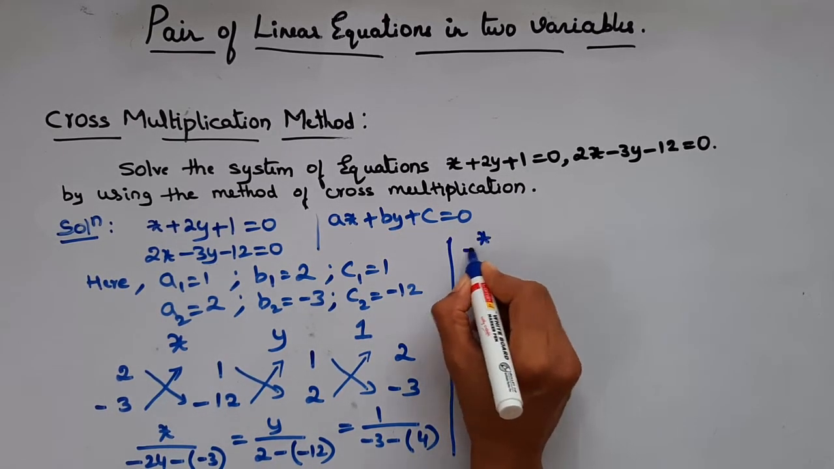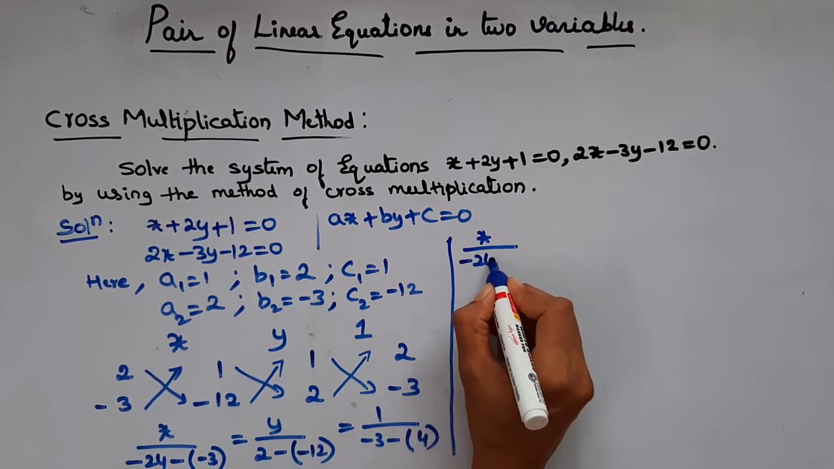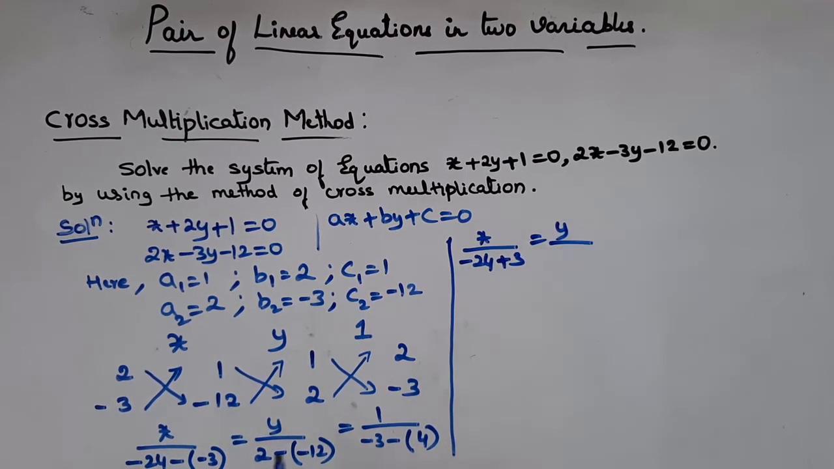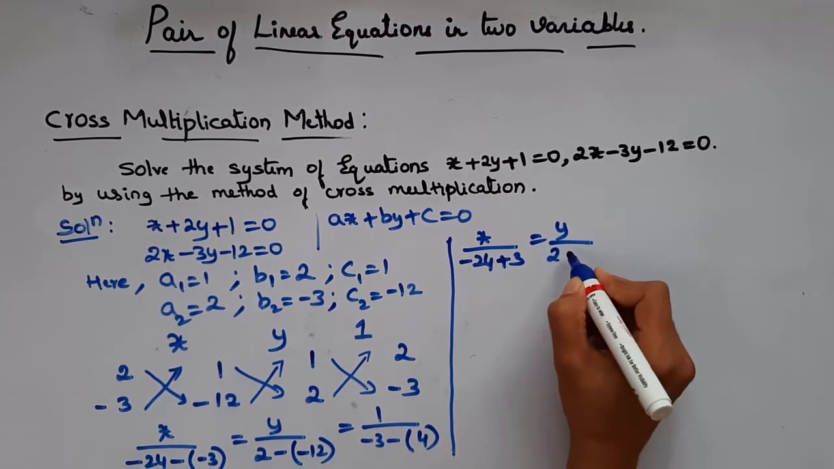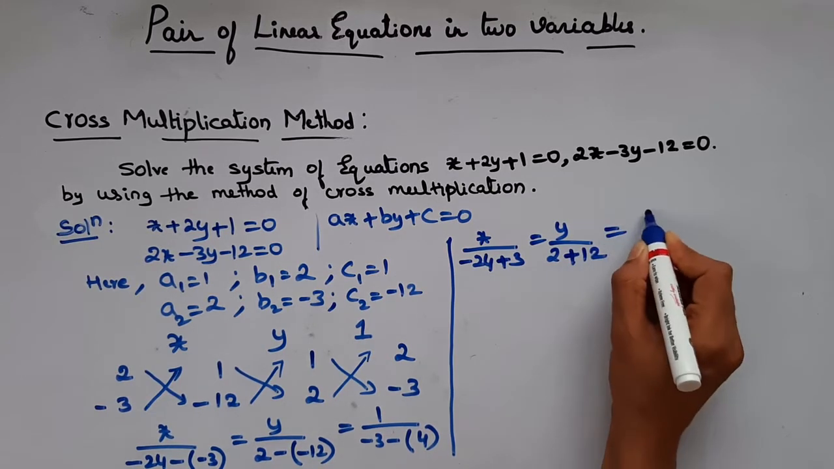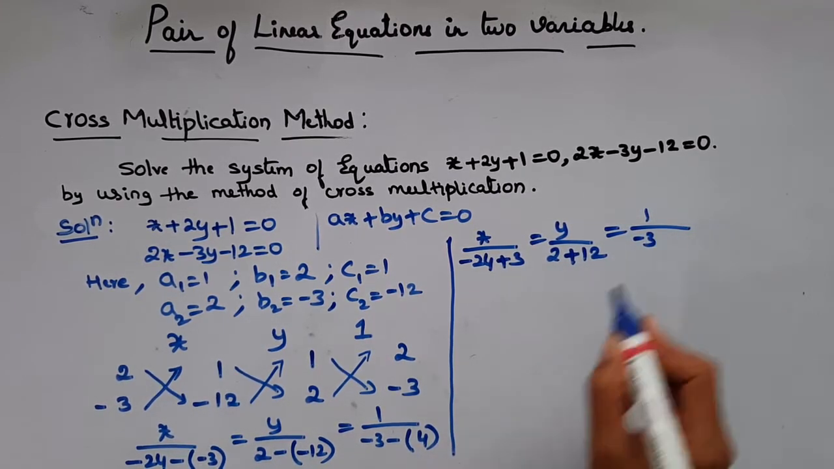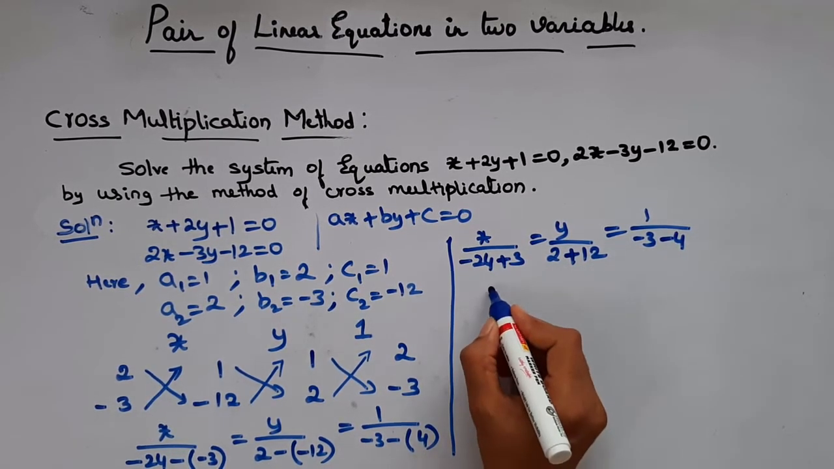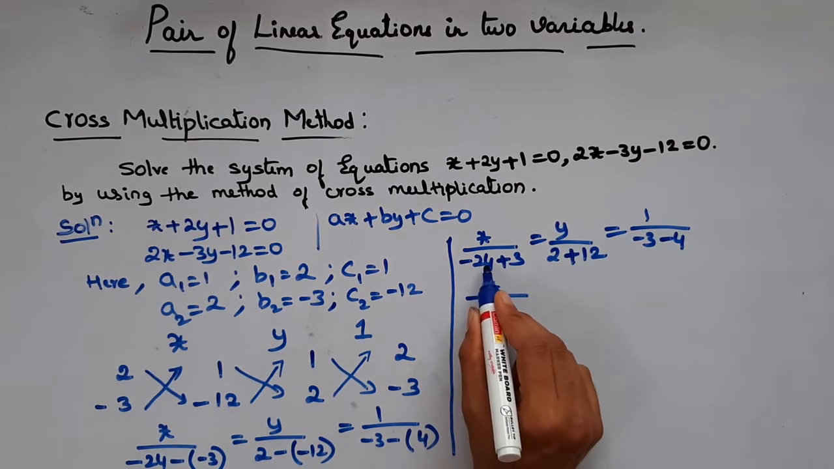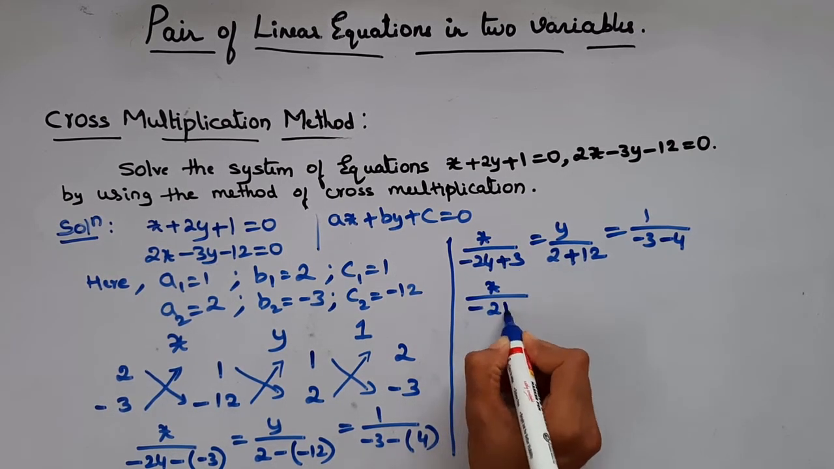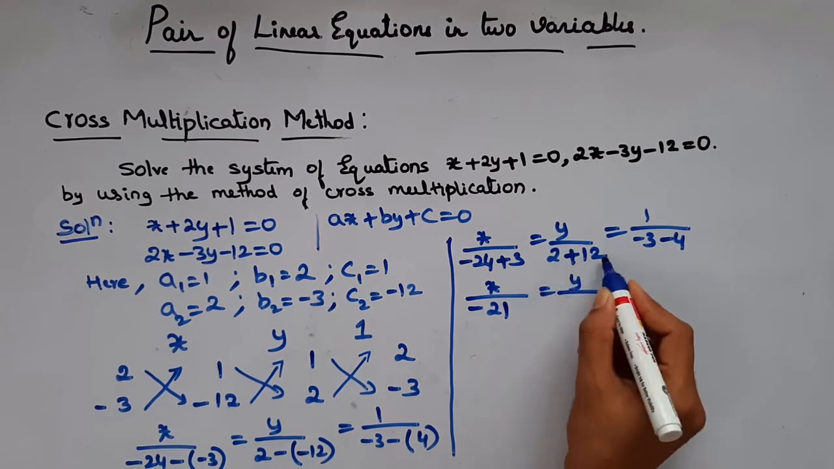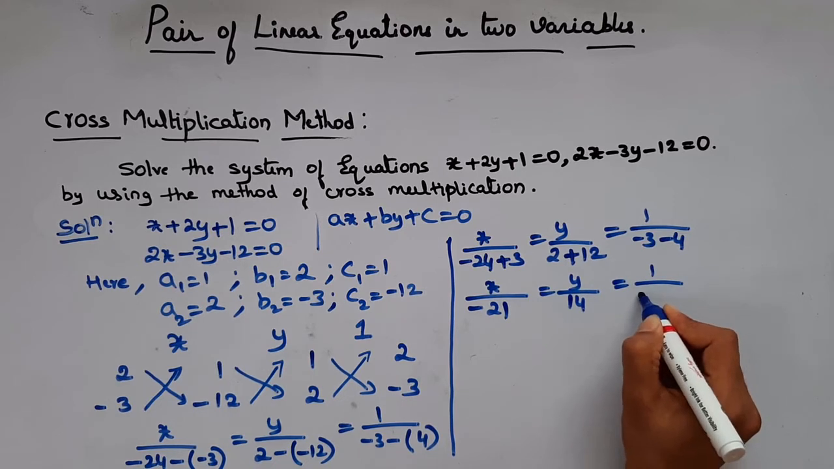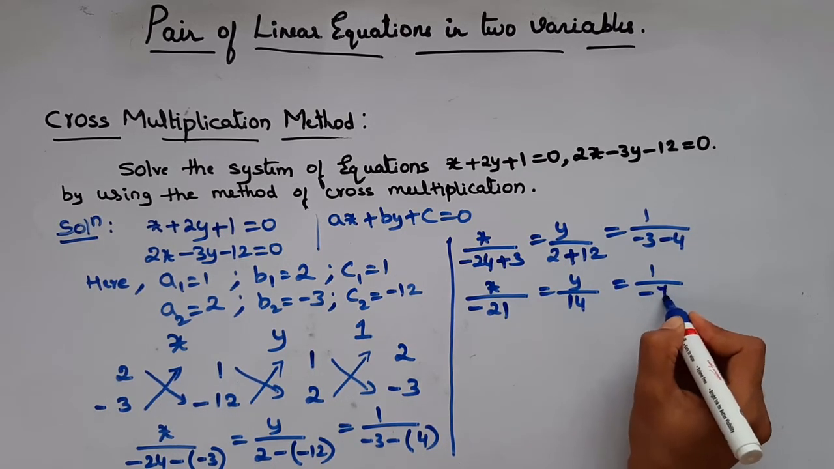We have x by minus 24, minus of minus is plus 3, which is equal to y by 2 minus of minus is plus 12, which is equal to 1 by minus 3 into minus into plus is minus, so minus 4, right? So x by minus 24 plus 3 is minus 21, which is equal to y by 12 plus 2 is 14, which is equal to 1 by minus 4 minus 3 is minus 7.